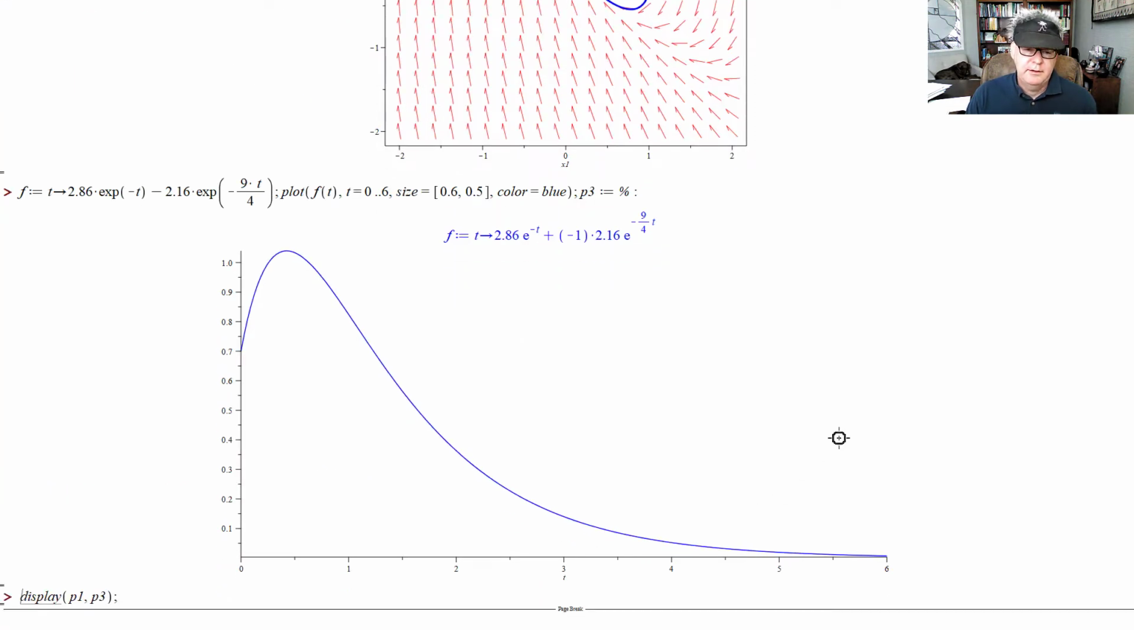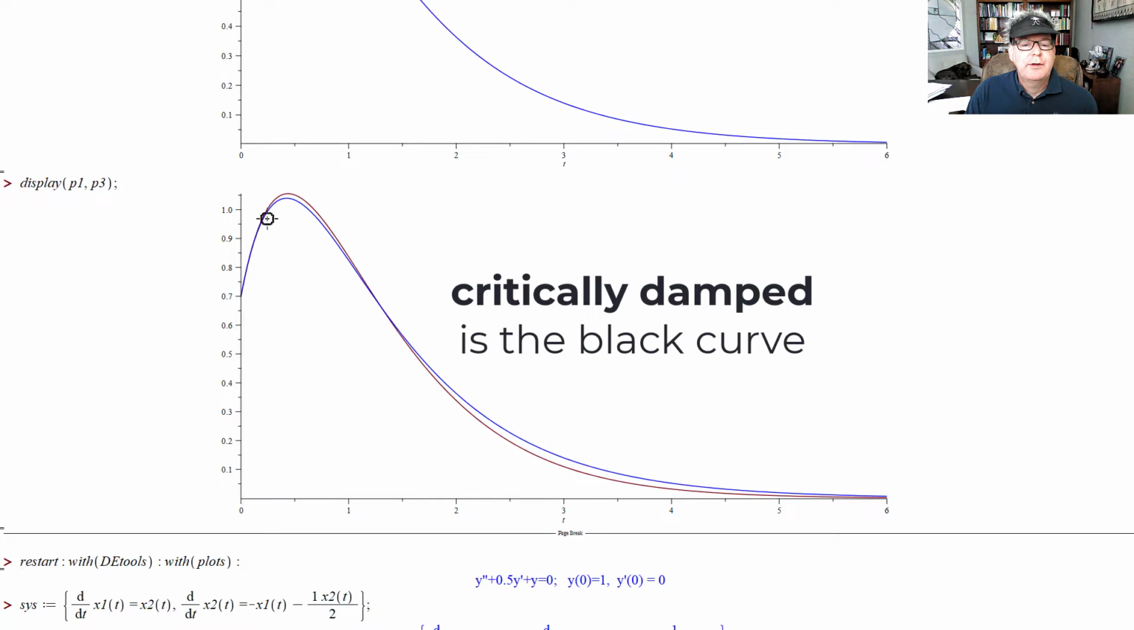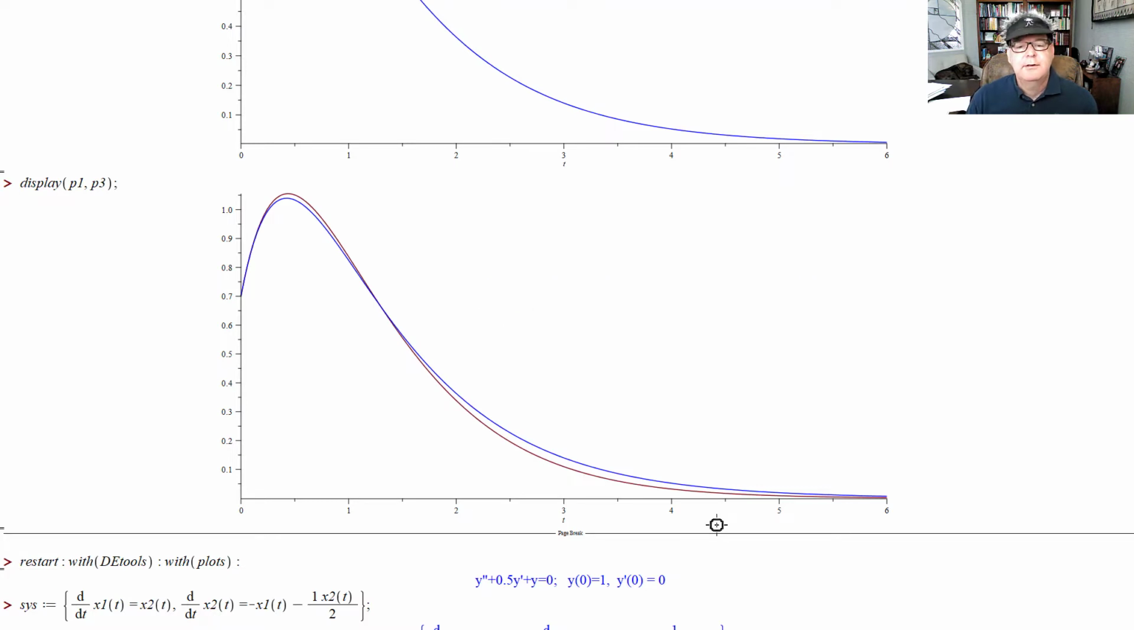If I look at the two solutions, so this isn't the system's way of thinking, but the overdamped in black, in the end it decays slower. It goes over the critically damped. Everything else was the same. K and M were the same. Initial conditions were the same.